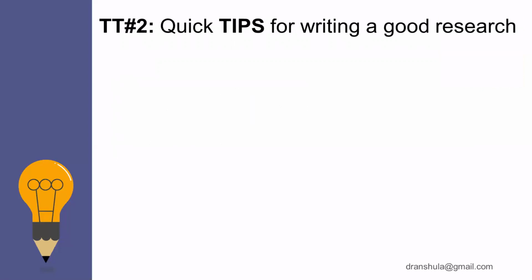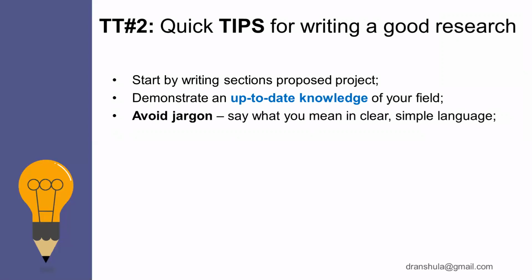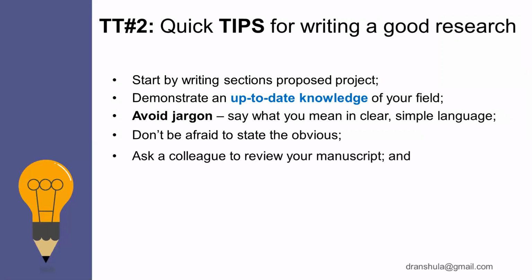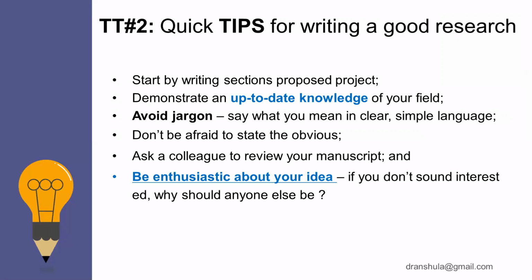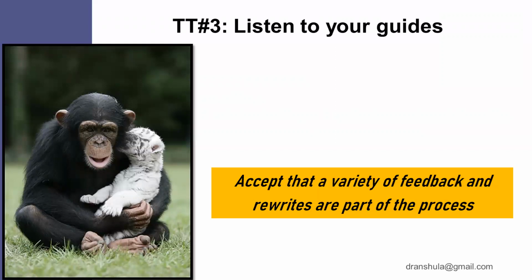Now let's see the quick tips for writing a good research. Start by writing sections, proposed project. Demonstrate an up-to-date knowledge of your field. Avoid jargon. Say what you mean in clear, simple language. Don't be afraid to state the obvious. Ask a colleague to review your manuscript and be enthusiastic about your idea. If you don't sound interested, why should anyone else be? So be enthusiastic. Listen to your guides. Accept that a variety of feedback and rewrites are part of this process. So sooner you accept, the happier you are.